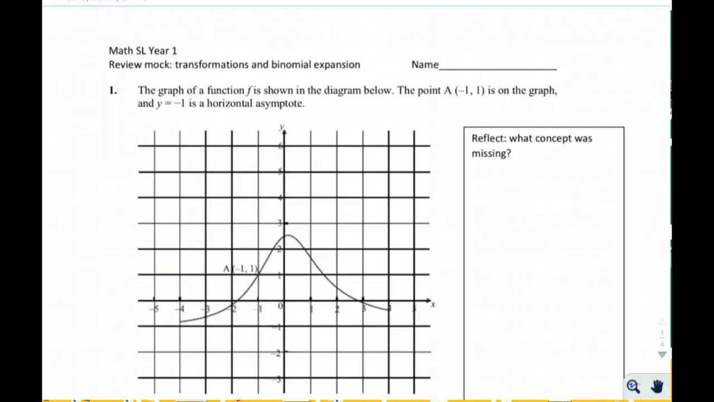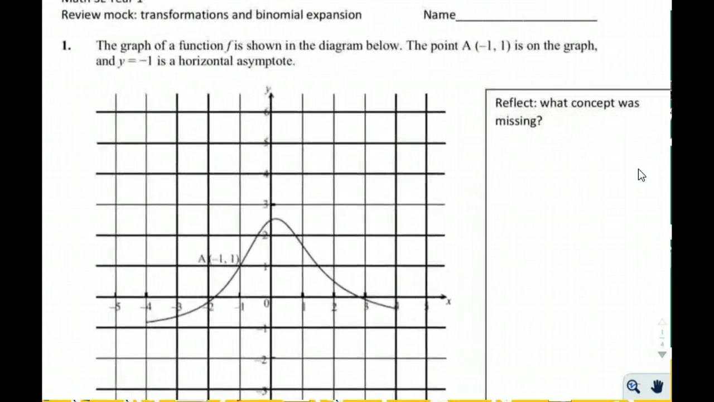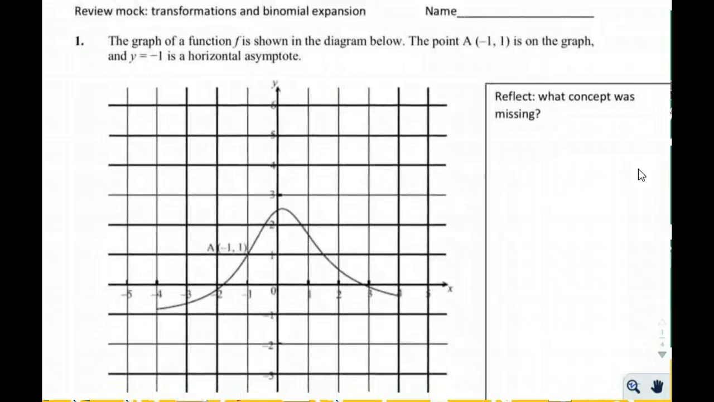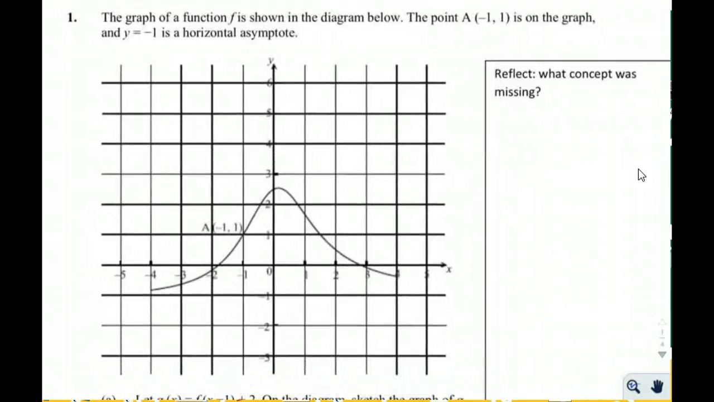Okay, here are the solutions for the transformations in binomial expansion mock exam. The graph of a function f is shown in the diagram below. The point A, which is -1, 1, is on the graph, and y equals -1 is the horizontal asymptote.